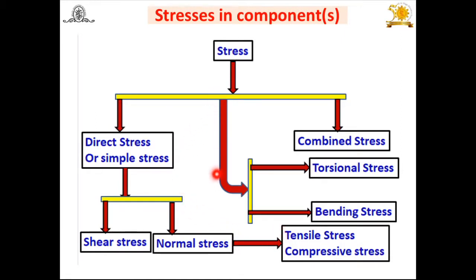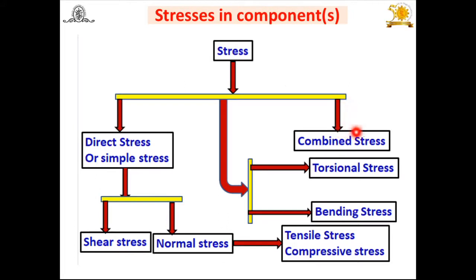After that, the second classification is torsional stress. Sometimes some elements such as a shaft are subjected to twisting moment, and torsional stresses are going to be induced in it. Then bending stress: because of the load, bending of the elements or components may take place, and bending stresses are going to be induced in it. So another classification, that of indirect stresses, is torsional stress and bending stress.